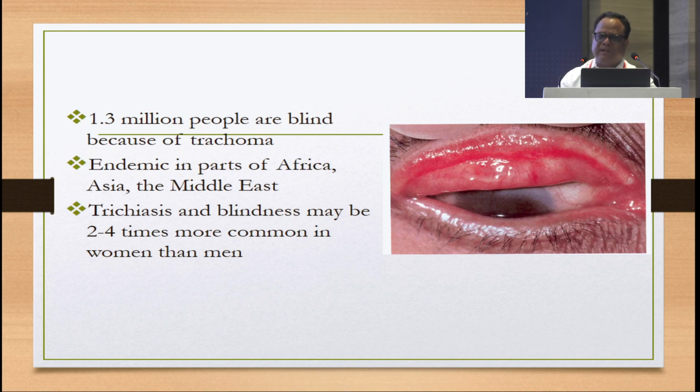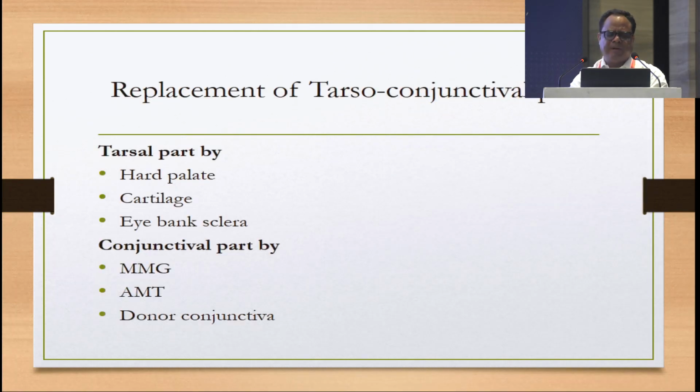In such a scenario, generally a mucous membrane graft, or in even the worst cases, we can go for eye-bank sclera. I prefer eye-bank sclera and advancement of some muscles, and then we can go for a mucous membrane graft. So the tarsal part may be replaced by hard palate, cartilage, or eye-bank sclera, anyone, and the conjunctival part by mucous membrane grafting and amniotic membrane.